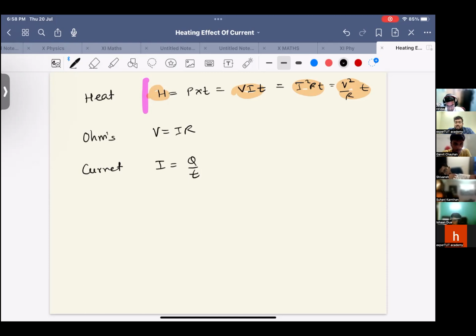I'll take a quick roll call. Hriday, Garvit, Shivansh, Ishan, and Sohani. Have I missed anyone? Hriday, Garvit, Shivansh, Ishan, and Sohani. Okay.